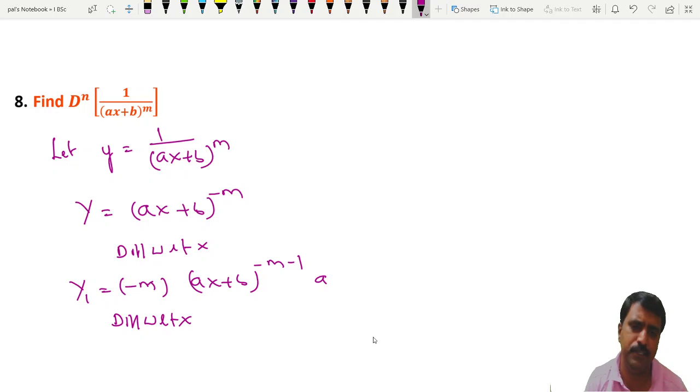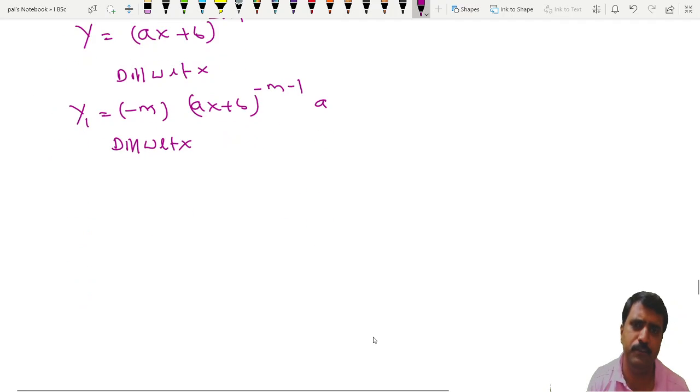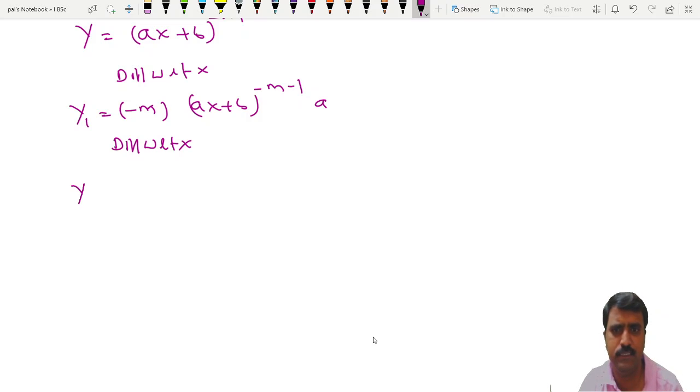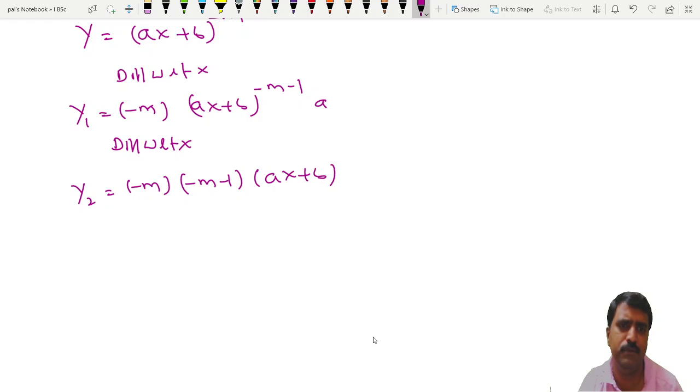Differentiate this with respect to x. Differentiation of y1 gives y2. y2 is equal to minus m into minus (m plus 1) into (ax plus b) to the power minus m minus 1 minus 1. You can write that as minus m minus 2, into a into this a. We already had one a before, which I have written.